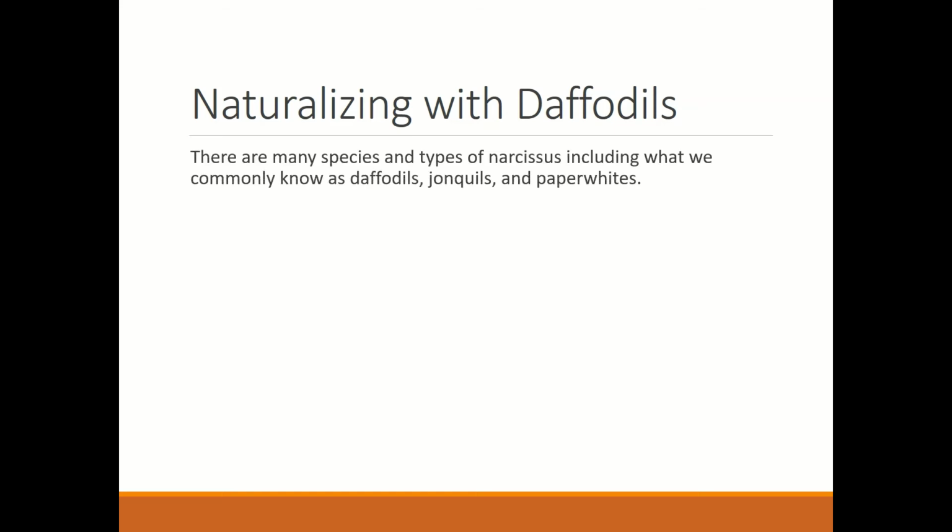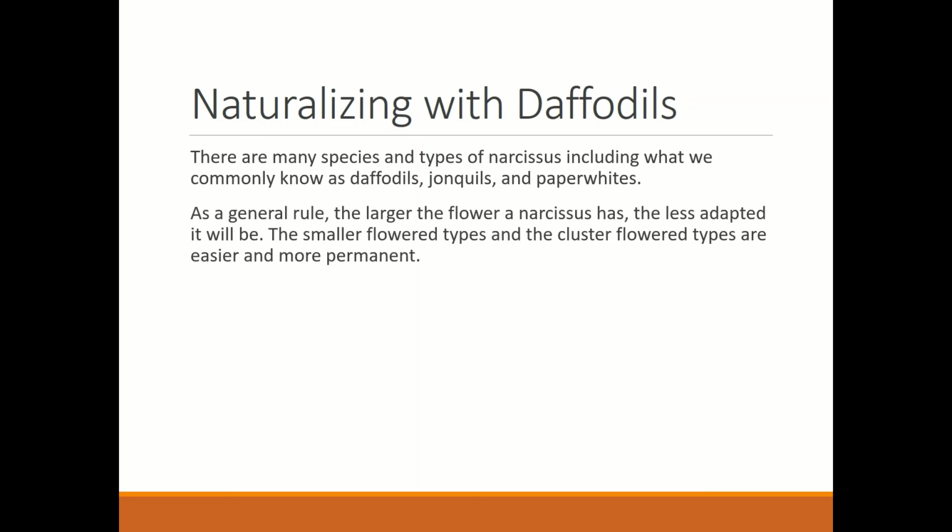There are many species and types of Narcissus, which is the genus for daffodils, including what we commonly know as daffodils, jonquils, and paper whites. As a general rule, the larger the flower a narcissus has, the less adapted it will be to naturalizing. The smaller flower types and the clustered flower types are the easier and more permanent plants for naturalizing. Another general rule that applies is that only the early blooming types of daffodils or narcissus are truly adapted for naturalizing.